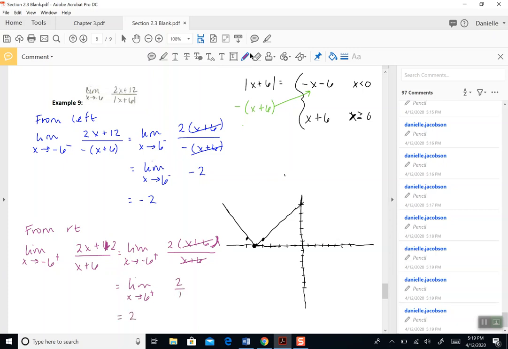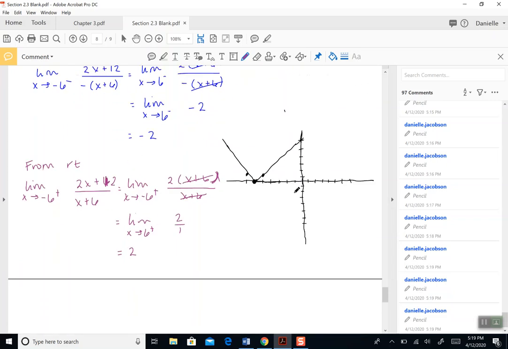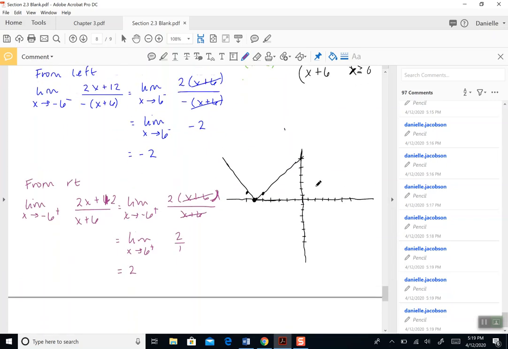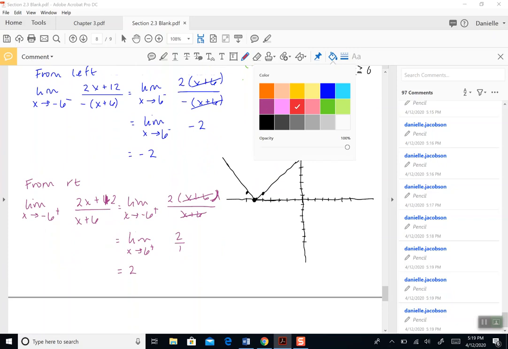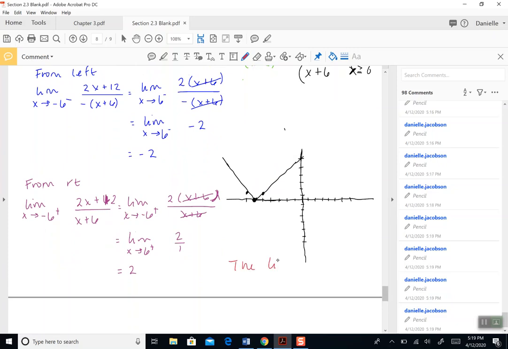Here, reaching our final conclusion, we see the limit from the left is different than the limit from the right. Therefore, we would conclude that the limit does not exist. The limit does not exist. There we go. All right, so that takes care of this part.